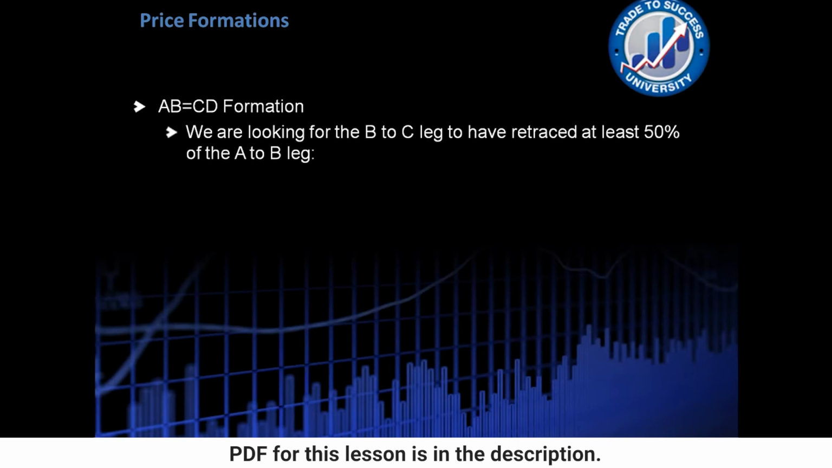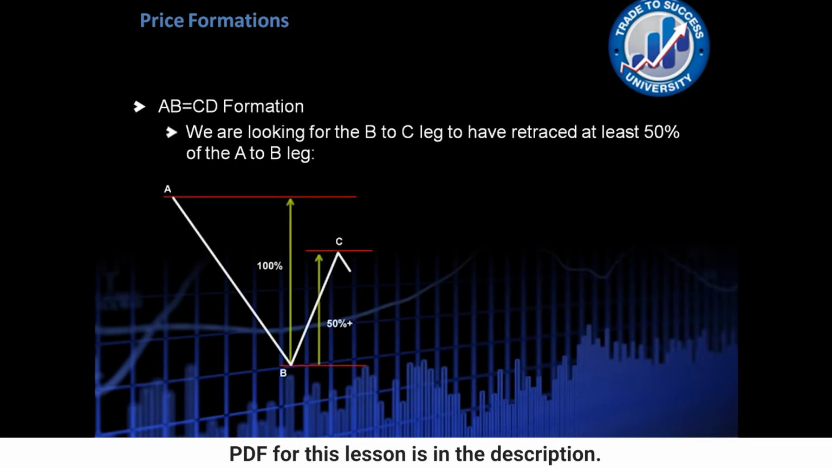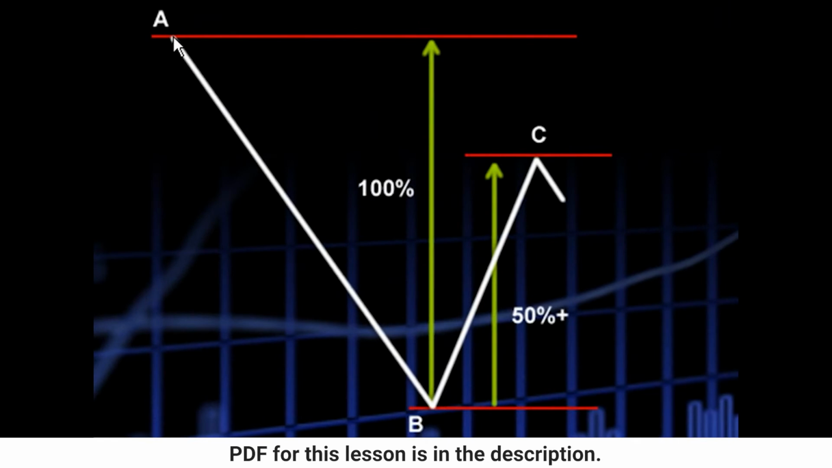Now we are looking for the B to C leg to have retraced at least 50% of the A to B leg. So as you can see here, for a downward A to B leg move, we have price retracing up, which is the B to C leg. Now a retracement is simply a move into previous price action. So before we have A to B going down, so any price coming up is retracing into the down move. So what it means is price has been hit going down, down, down, down, down. Now those same prices are hit, but coming back up. So that is a retracement.